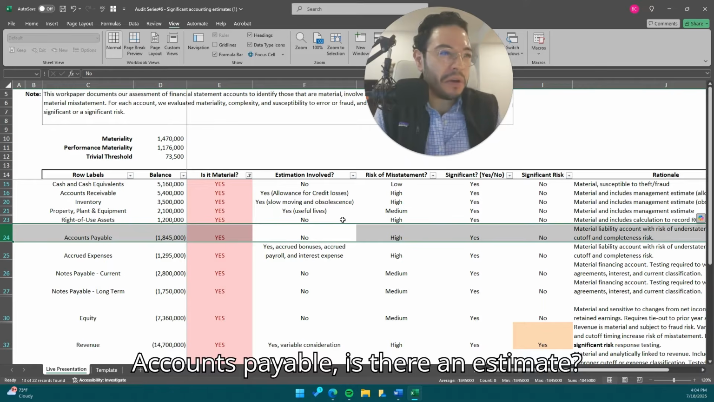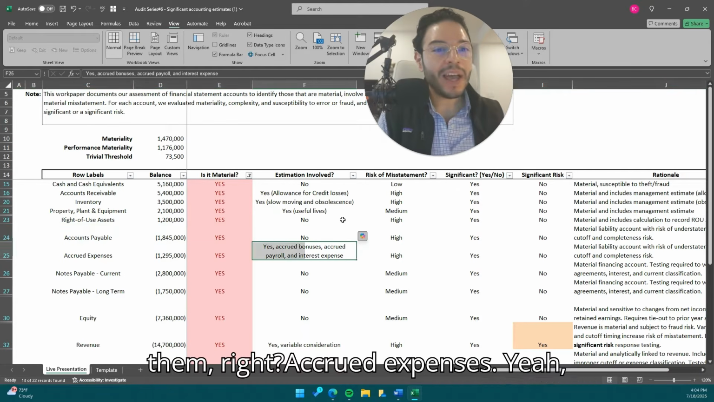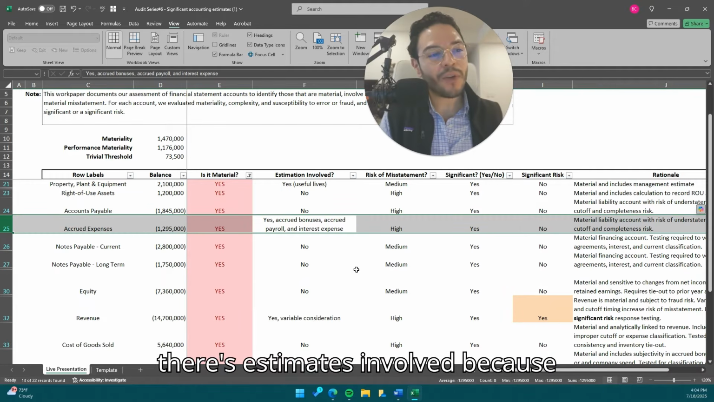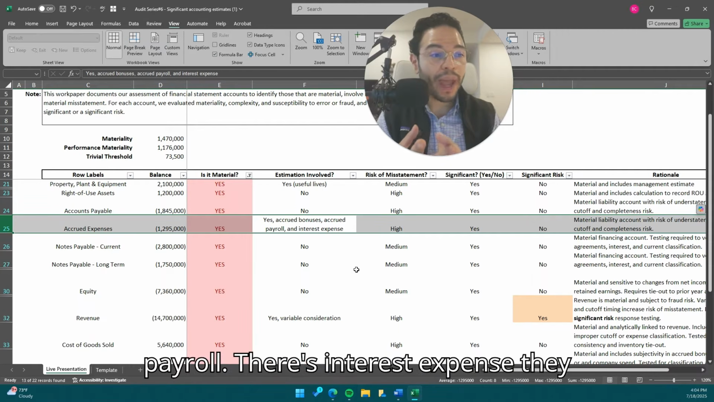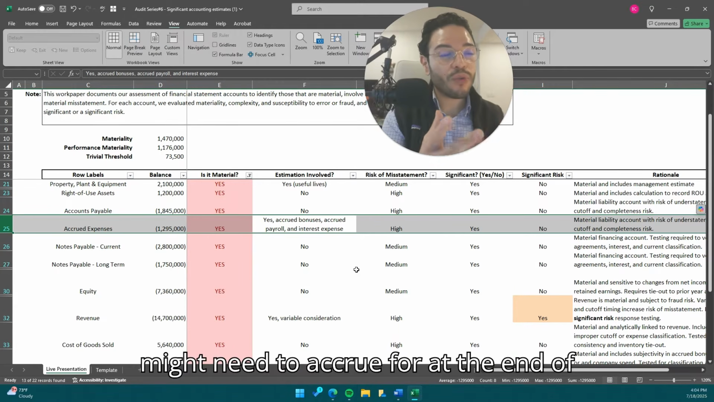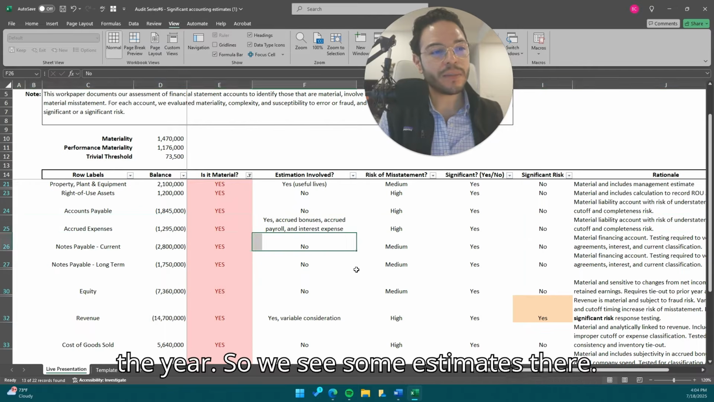Accounts payable, is there an estimate? No. We have invoices, we need to pay them, right? Accrued expenses, yeah, there's estimates involved because there's accrued bonuses, there's accrued payroll, there's interest expense they might need to accrue for at the end of the year. So we see some estimates there.